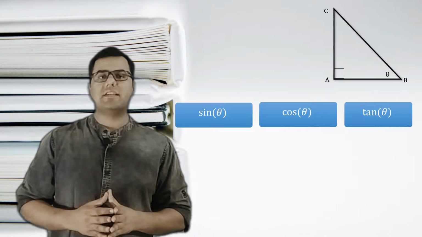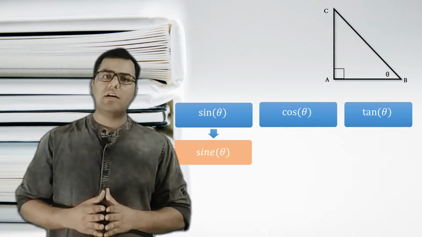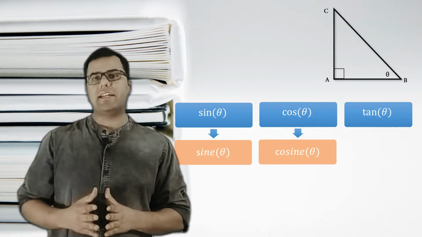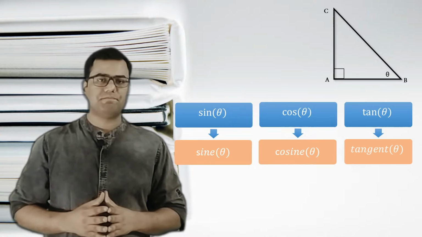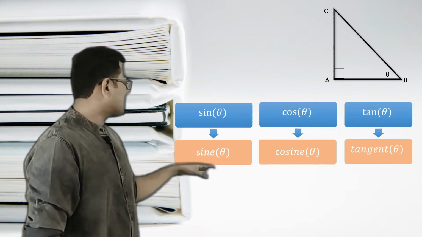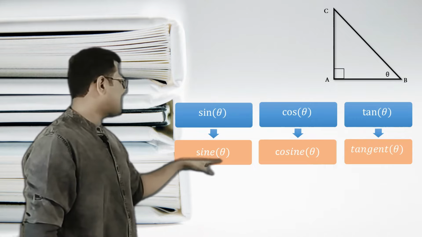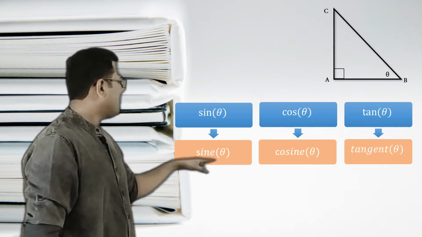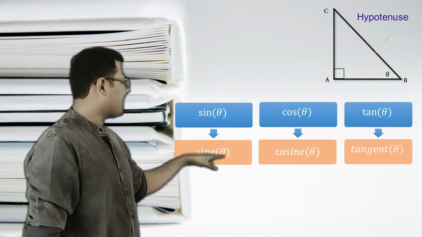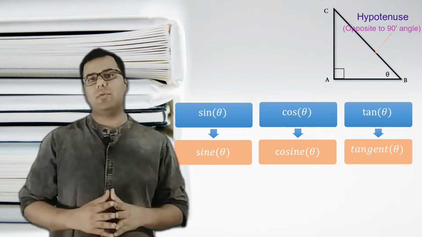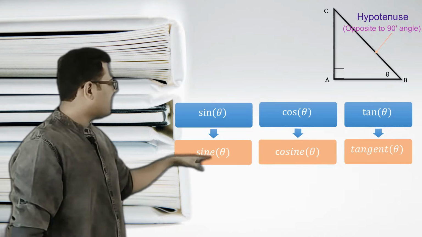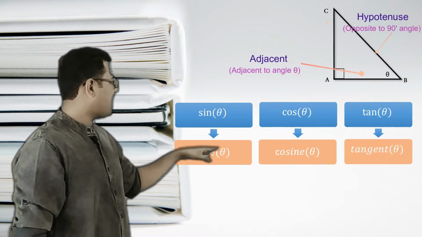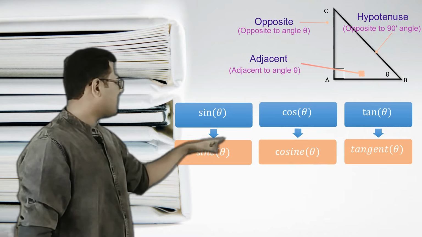Sin theta is the short form of sine theta, cos theta is the short form of cosine theta, and tan theta is the short form of tangent of angle theta. Now this is our right triangle. For this right triangle ABC, the side opposite to the 90-degree angle is called the hypotenuse. If you fix an angle theta, then adjacent is AB and opposite is AC.